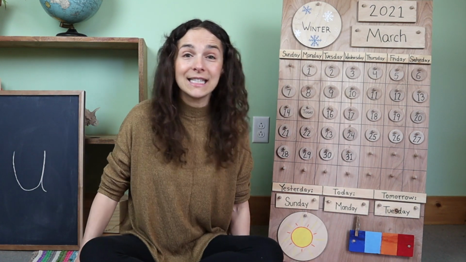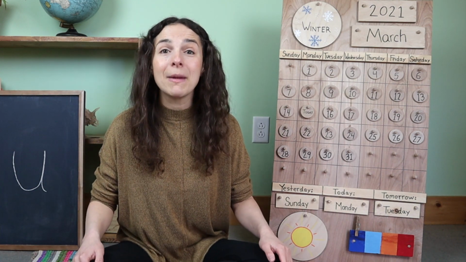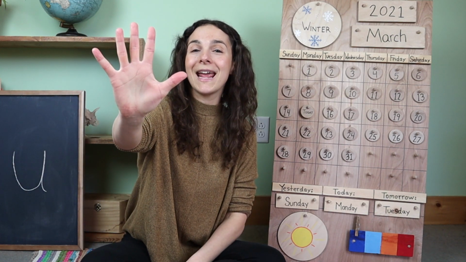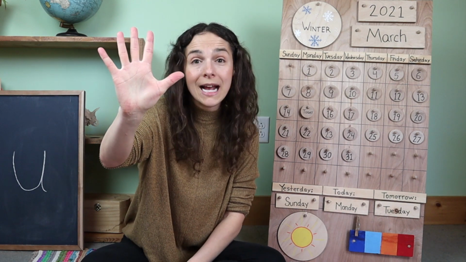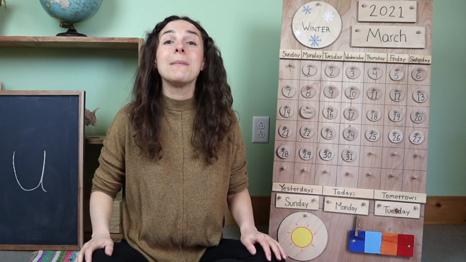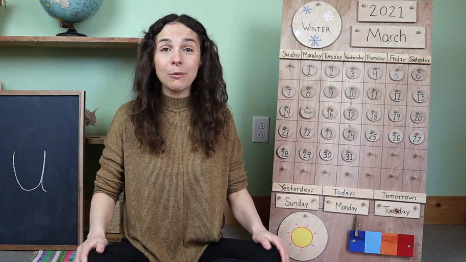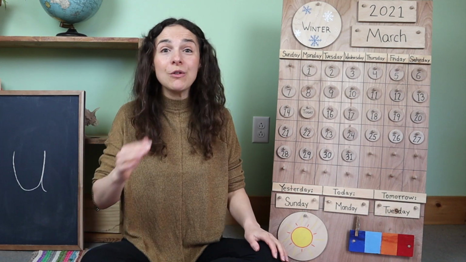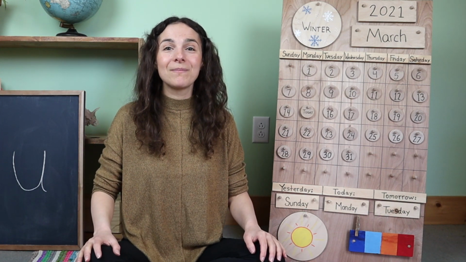Friends, I need to see your fingers again, but this time, can I see 7 fingers? Let's start with one hand. One hand only has 5 fingers. We need 2 more fingers to make 7 because we are going to sing the Days of the Week song, and our week has 7 days. If you know the words, sing along with me.